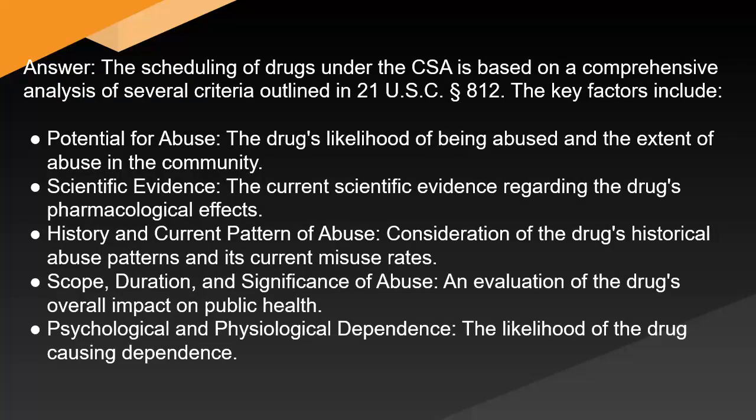Answer: the scheduling of drugs under the CSA is based on a comprehensive analysis of several criteria outlined in 21 U.S.C. § 812. The key factors include potential for abuse: the drug's likelihood of being abused and the extent of abuse in the community. Scientific evidence: the current scientific evidence regarding the drug's pharmacological effects. History and current pattern of abuse: consideration of the drug's historical abuse patterns and its current misuse rates. Scope, duration, and significance of abuse: an evaluation of the drug's overall impact on public health. Psychological and physiological dependence: the likelihood of the drug causing dependence.